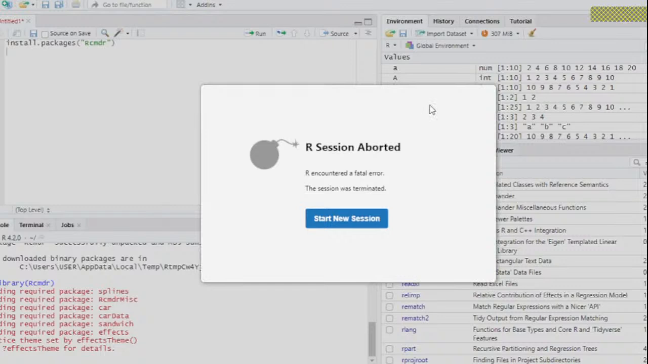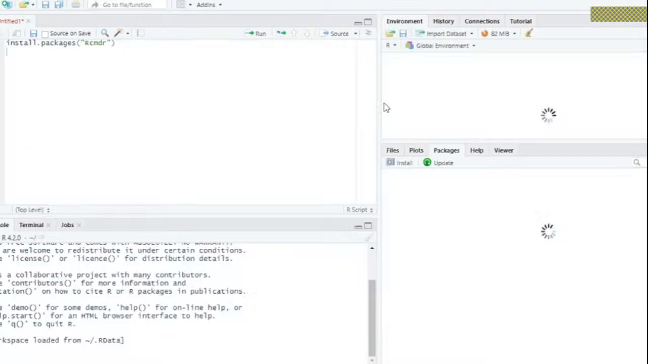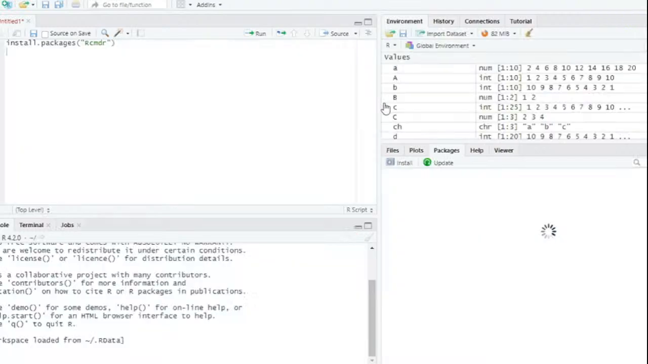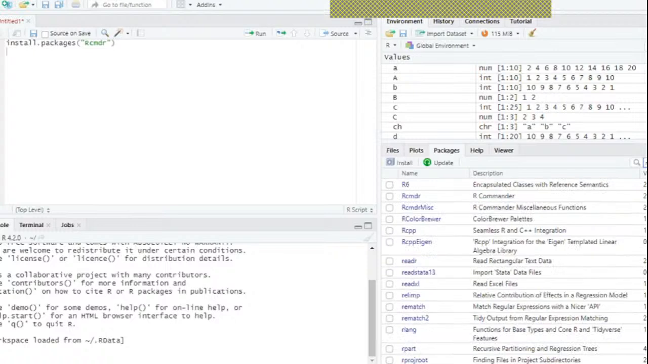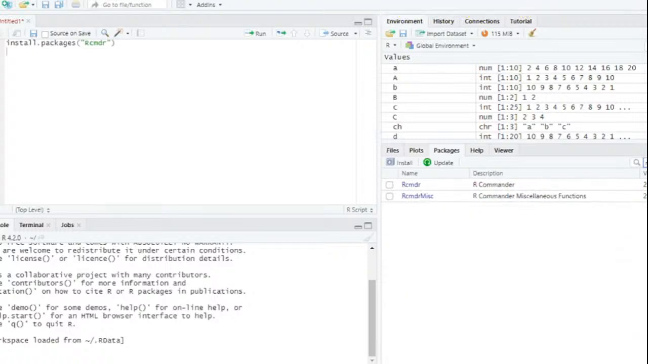Sir, in fourth quadrant window, na? There. Fourth quadrant windows has five tabs. In the packages section, okay? Close this. Reopen R Studio. Right. Now check in packages, search whether you have RCMDR. It's there. I can see. So it's installed. What's the issue? Now you run.